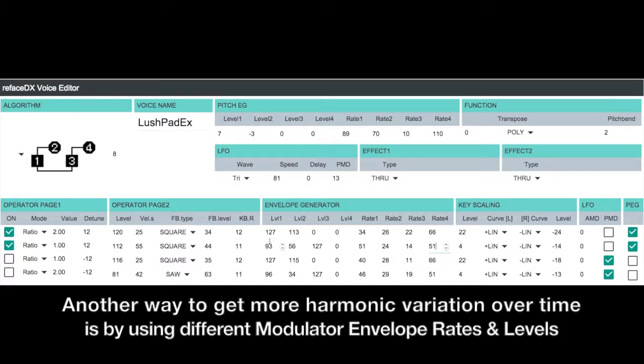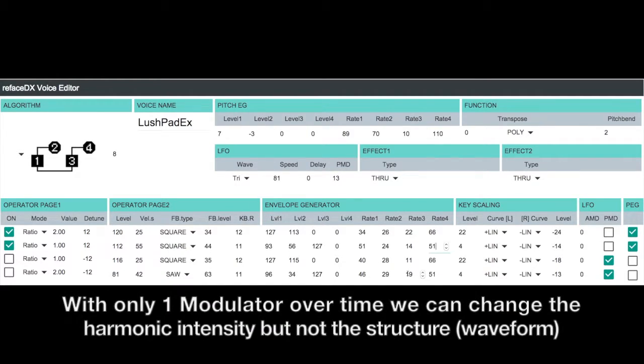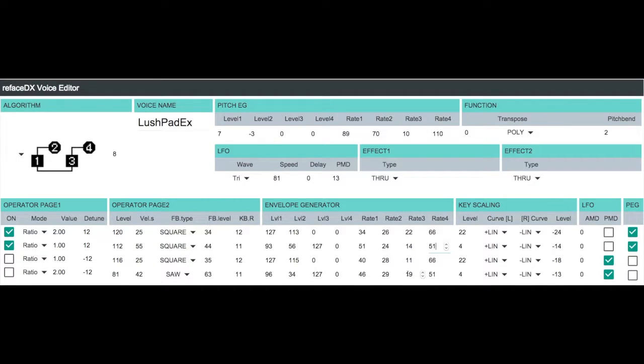For operator 2, we start at 93, we go down to 56, and then up to 127. Medium rates at the beginning, but a very slow rate on the return up to the high level. This gives us a little softer pulse attack, but as we hold sustained notes long enough, we're going to have a lot of harmonic content come in. So let's play this in isolation. So as we hold this long enough, again, we have the harmonic content and brightness shifting.